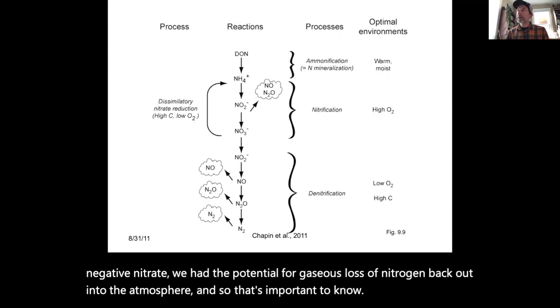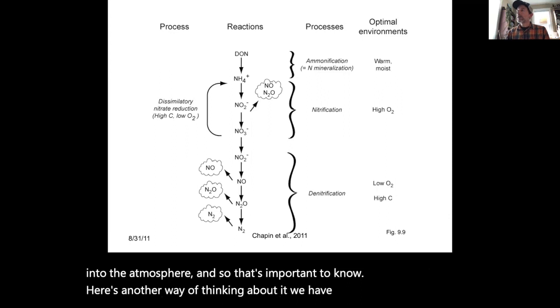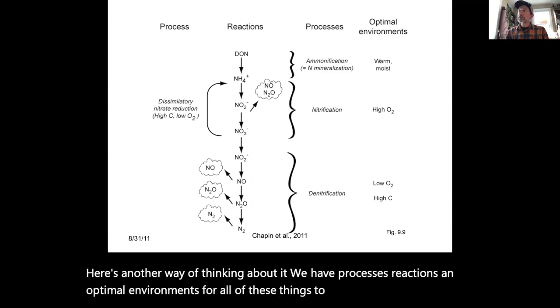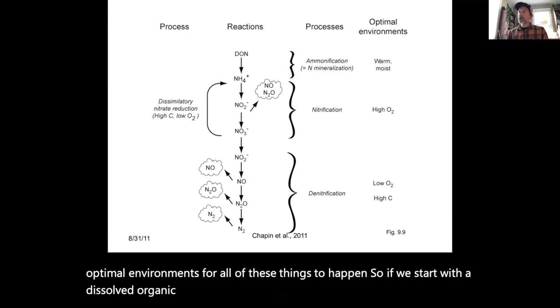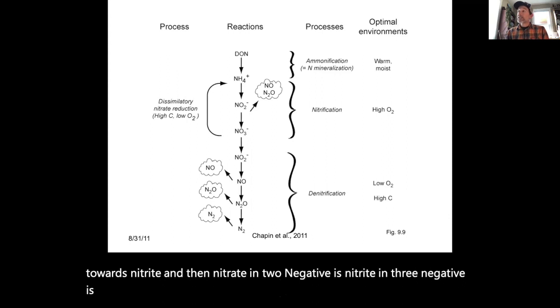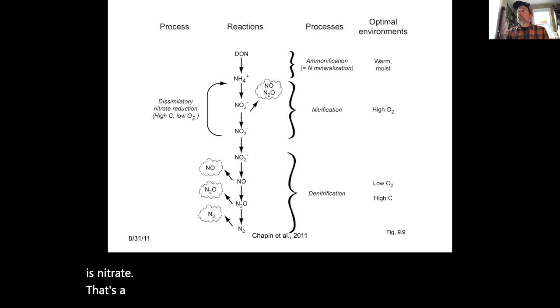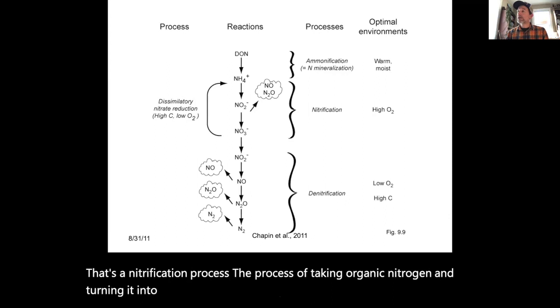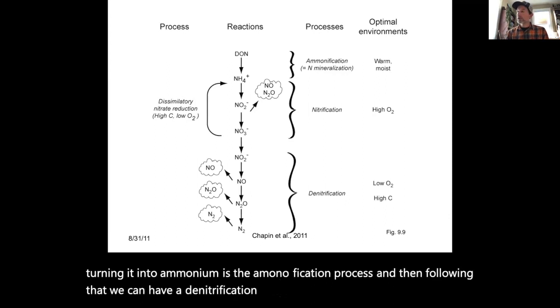Here's another way of thinking about it. We have processes, reactions, and optimal environments for all of these things to happen. So if we start with a dissolved organic nitrogen and we go towards ammonium, then we go towards nitrite and then nitrate. NO2 negative is nitrite, NO3 negative is nitrate. That's a nitrification process. The process of taking organic nitrogen and turning it into ammonium is the ammonification process. And then following that, we can have a denitrification process if we're in a low oxygen and high carbon environment.